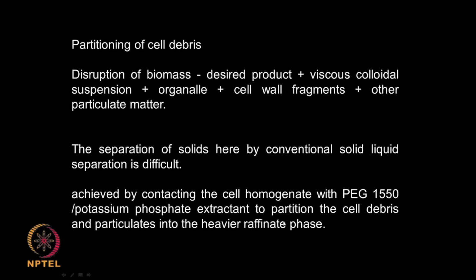So, normally we used to say that when you have the cell debris and cell wall fragments, we can do a centrifugation to remove cell debris or the solids, but sometimes it may become very difficult because of the viscosity. So, then we can use this type of aqueous two phase extraction using PEG. So, all the cell debris and other particulate matter can go into that phase, leaving your desired product in the mother liquor.